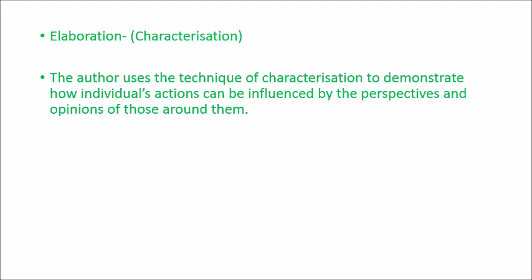Now the elaboration has to talk about the technique. So the most important thing in this is that I identify how the author is conveying their theme. My example reads: the author uses the technique of characterization to demonstrate how individuals' actions can be influenced by the perspectives and opinions of those around them. Now notice not only did I say the technique of characterization, which means I've ticked the box of an effective elaboration, but I also went further to explain exactly what I meant by that and what the author was trying to achieve. That's a really important step with the elaboration.